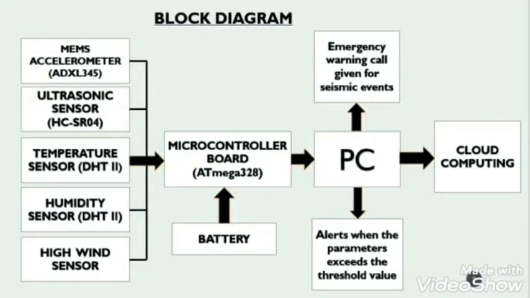This is the block diagram of our project, and these are the sensors we are going to use in our project, and we are using the ATmega328 microcontroller. Here we are going to use the ADXL345 sensor for measuring vibration. It is a small, thin, low power vibration sensor. It is used to measure the vibration in 3 directions. And for measuring and detecting the cracks, we are using an ultrasonic sensor. And for measuring the temperature and humidity, we are using the DHT11 sensor. And for detecting the high wind, we are going to use a Hall magnetic sensor.